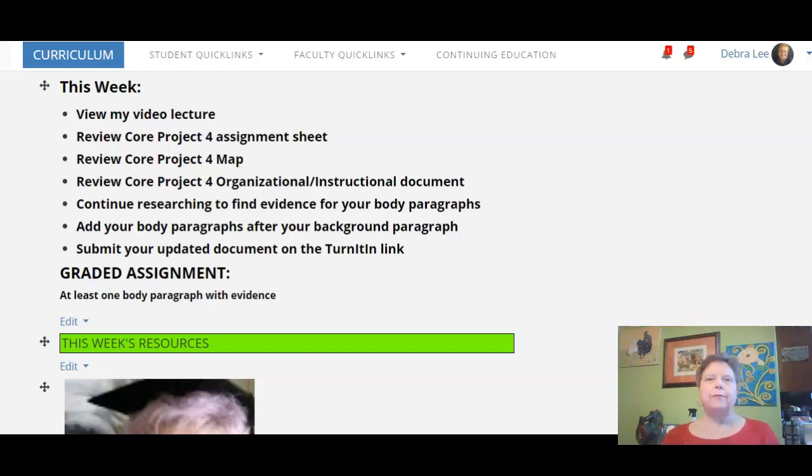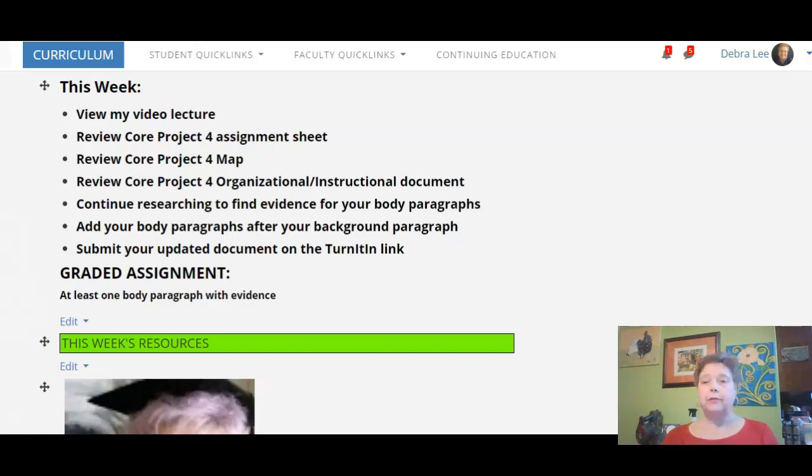And review the Core Project 4 map, which I will look at with you, and review the Core Project 4 organizational instructional outline document, and I will go over that with you also. This week, mainly, you're going to continue researching to find evidence for your body paragraphs, and remember that your body paragraphs are the things that you're proposing for the solutions for your problem so that the global goal can be met. And this week you will submit your updated document on the Turnitin link.